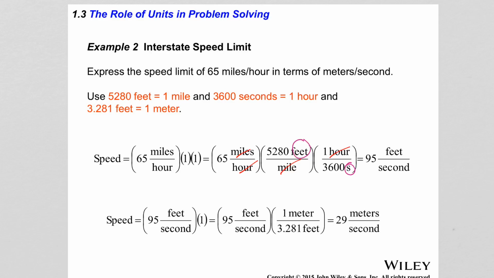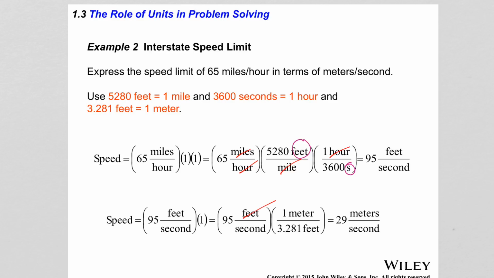So this could have been done right here by just adding an extra conversion factor, but let's do it separately. So 95 feet per second, I multiply by 1, which would be represented by this conversion factor here, which converts from feet to meters. And I selected the ratio so that my old units, which are feet and are present in the numerator in the speed limit here, are in the denominator in the conversion factor, so they can cancel out.